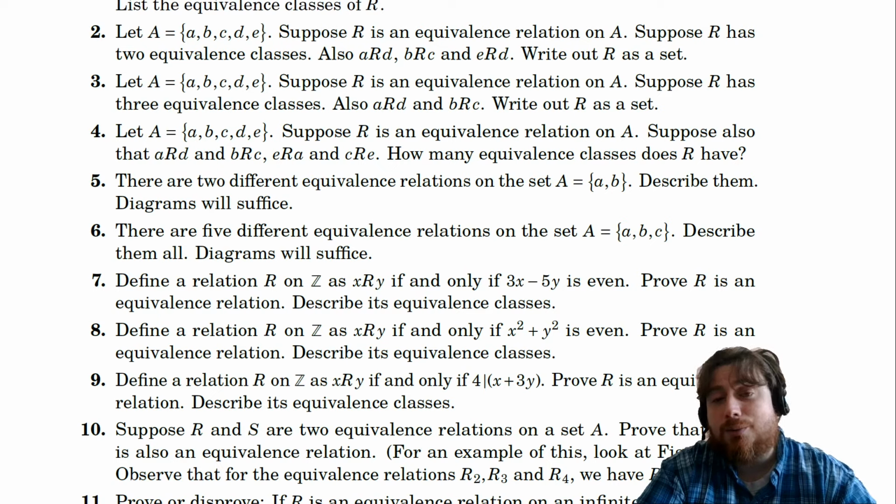But x squared plus y squared is even, and y squared plus z squared is even. So if I add two even numbers, I end up with an even number. Or 0 plus 0 mod 2 is 0. So again, this will be transitive.